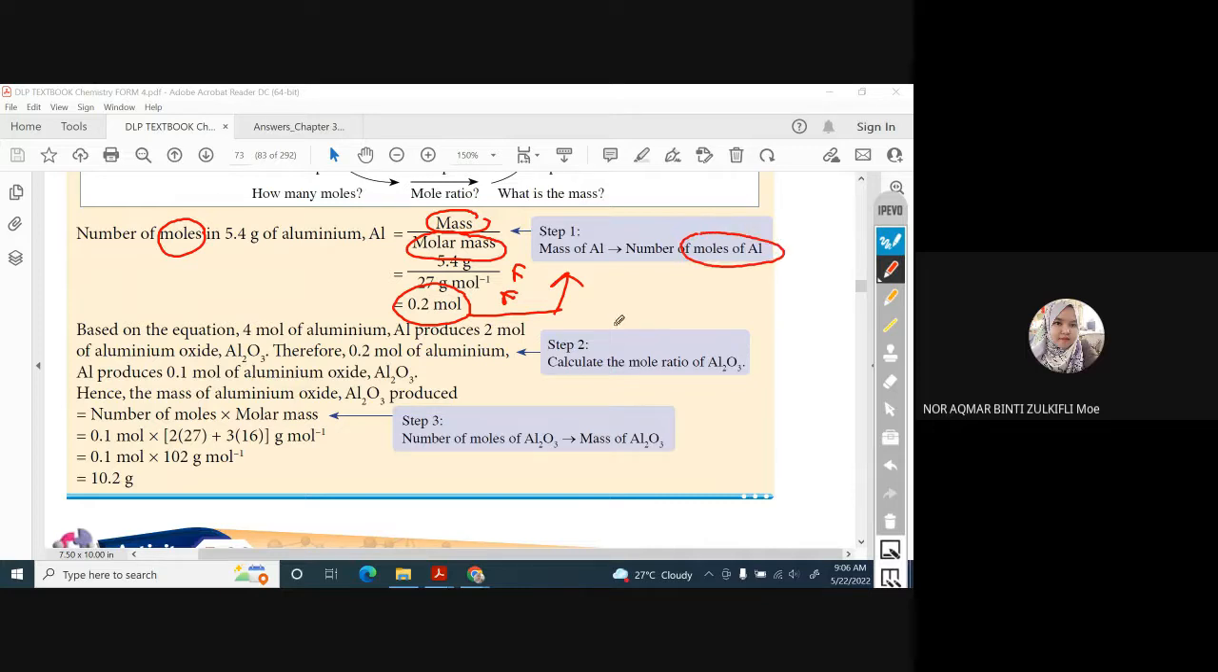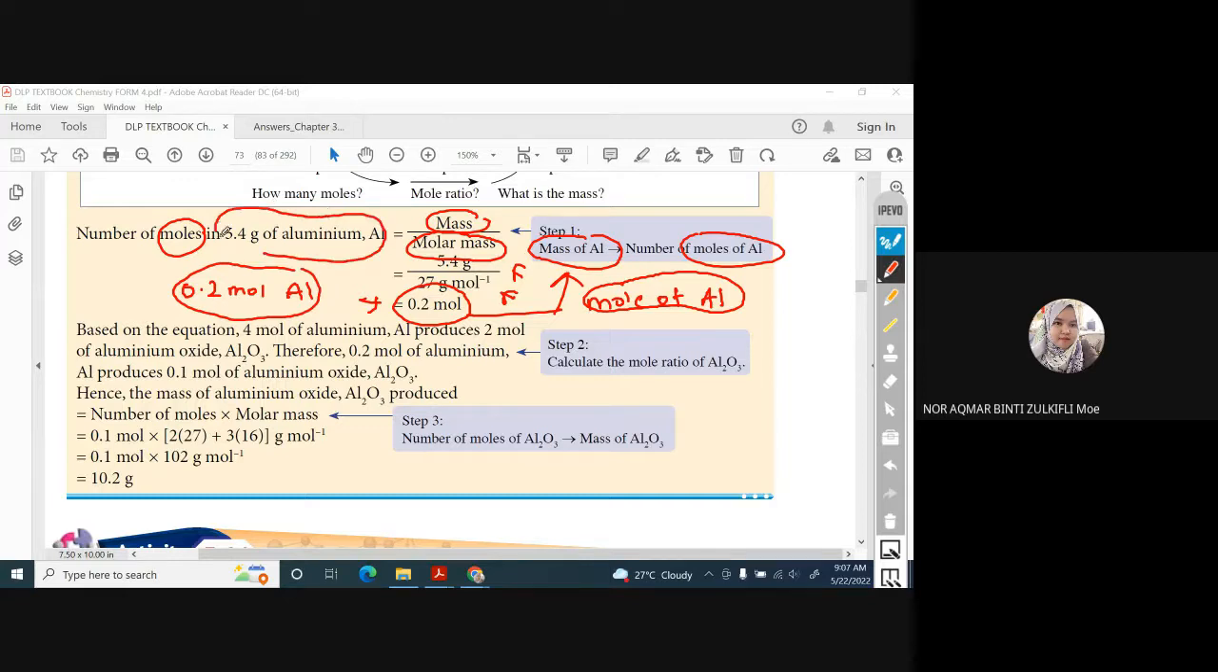Okay, but be careful lah. This is mole of Al. Because we get from the mass of Al, mass of aluminium. Ini kena remember, jangan confuse. This is mole of Al. Lebih baik tulis dalam exam macam ni. Ini ya. Tulis dalam exam macam ni. 0.2 mole Al. So you know this is from aluminium mass.